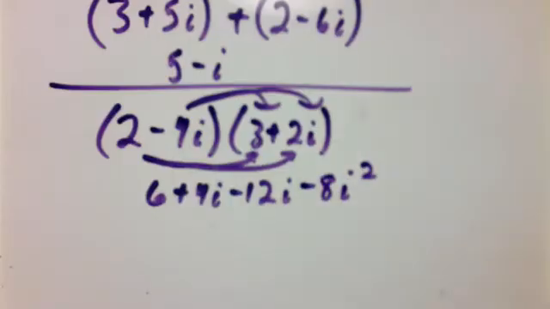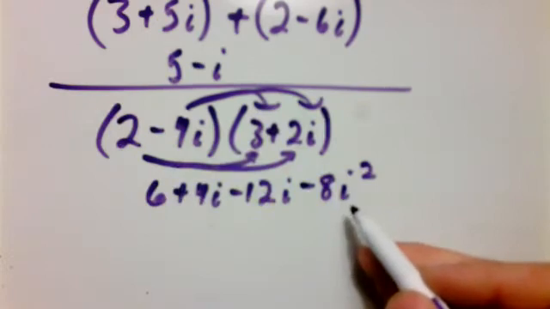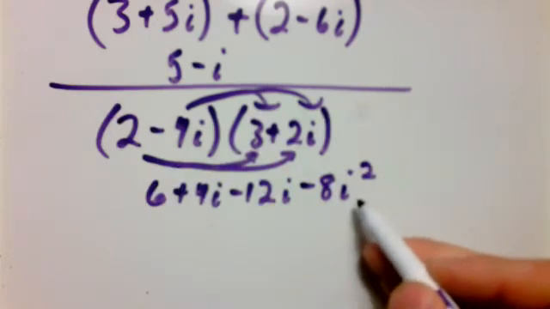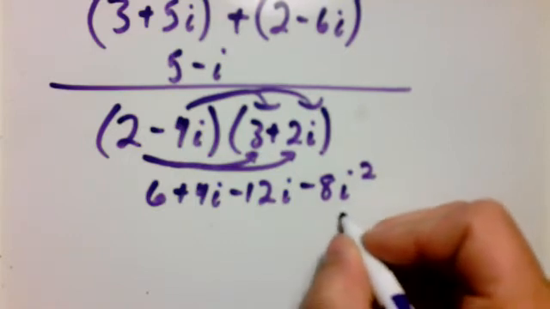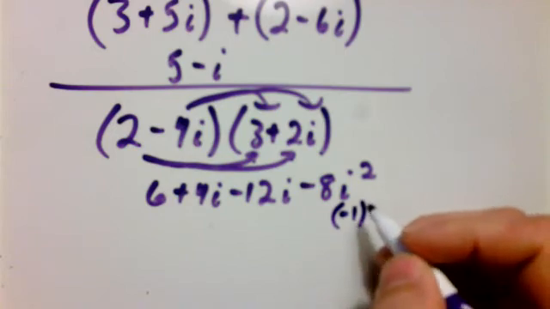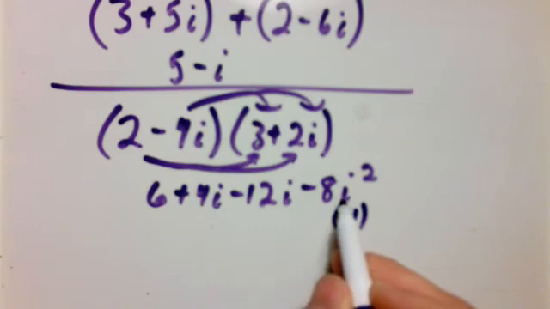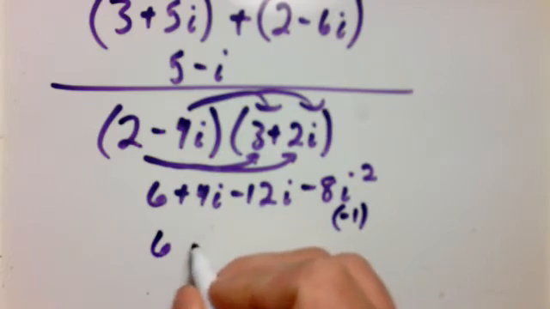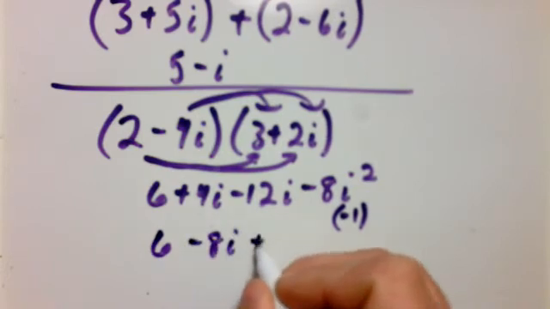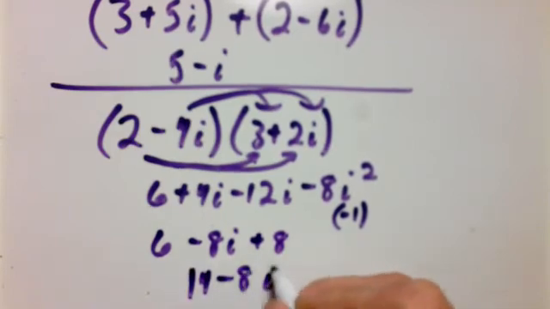Negative 8i squared. Yep. Perfect. So I've got to deal with this. Remember, if you go back to just a bit ago, what was i squared? What did we say that was the same thing as, Jenna? Negative 1. So i squared was negative 1, right? So this negative 8 times negative 1 becomes plus 8. So what I have is 6 minus 8i plus 8. And I can combine those and get 14 minus 8i.